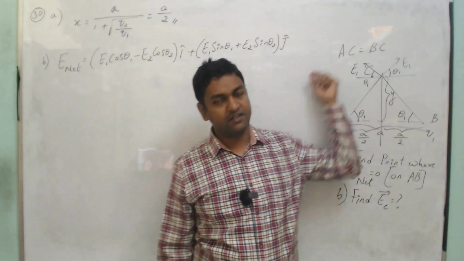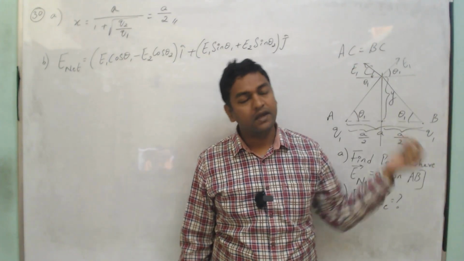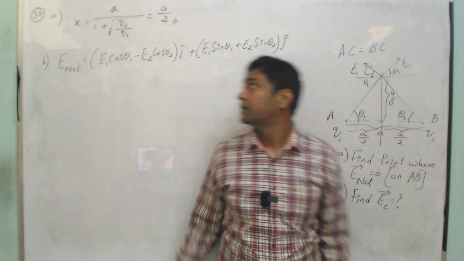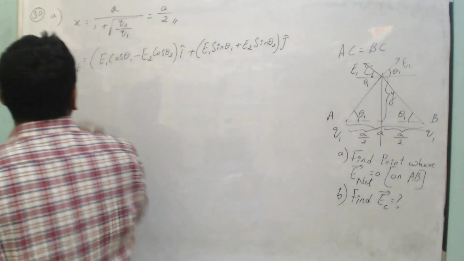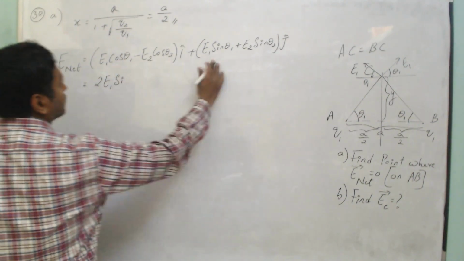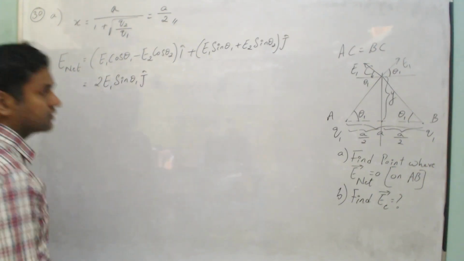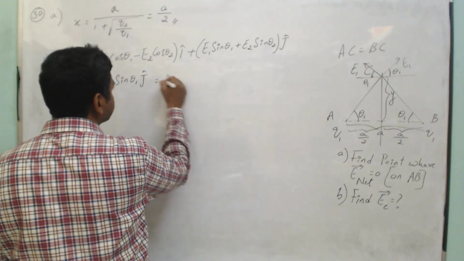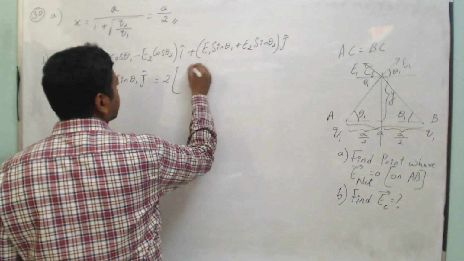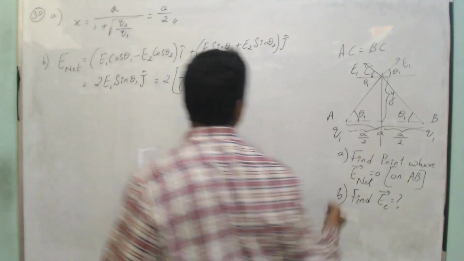And we know because E1 is equal to E2, and here we are saying both are even only, right? And the thetas are also the same. So theta 1 is equal to theta 2, which is theta 1 itself. I can clearly say that the resultant electric field will be 2 times E1 sine theta 1 in the j cap direction. Correct? So let us see how much it is. So 2 times. What is E1? E1 is K Q1 divided by hypotenuse.